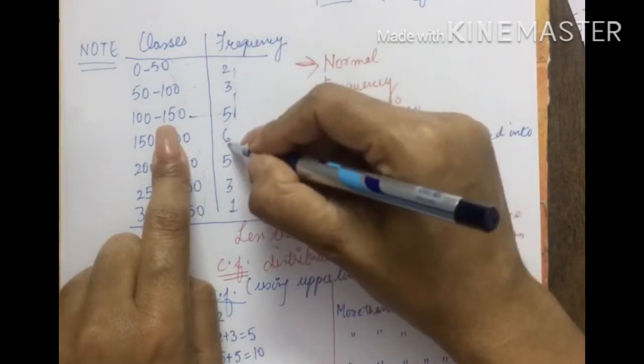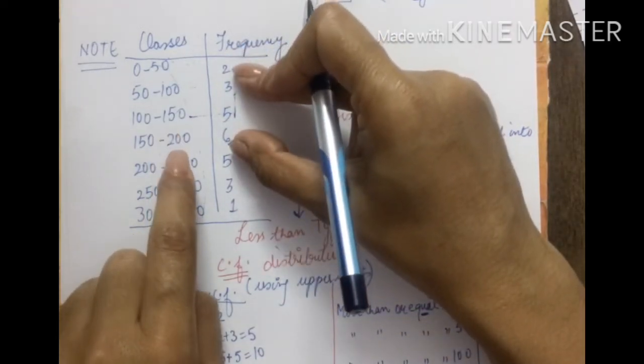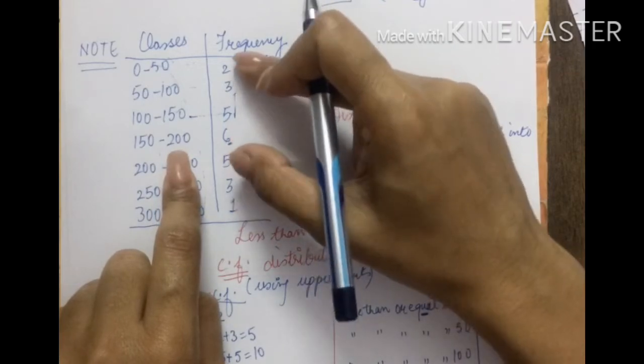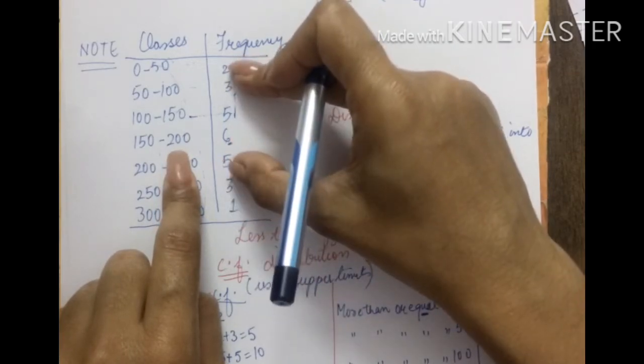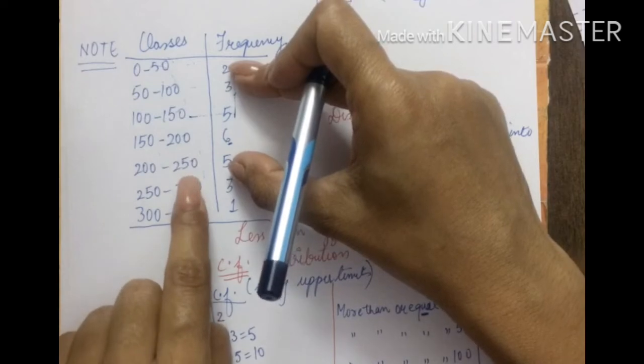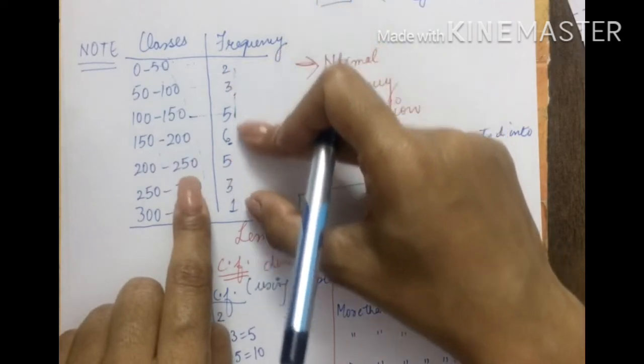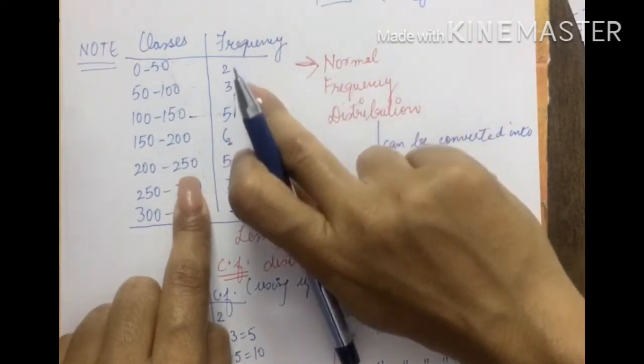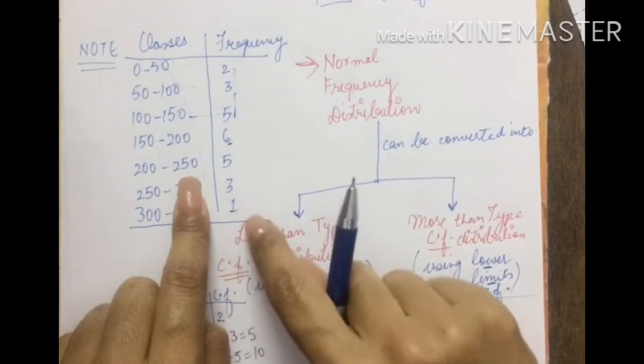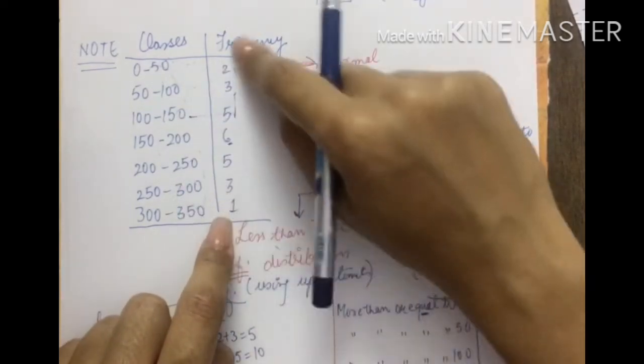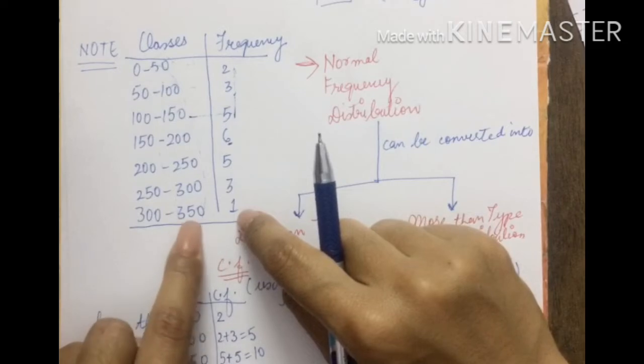So till here all these observations will have a value less than 200. Then from the beginning up to here, these observations will have value less than 250, and so on till the end, when we are counting all the values up to the end. So till here, when we have counted all observations, their values are below 350.